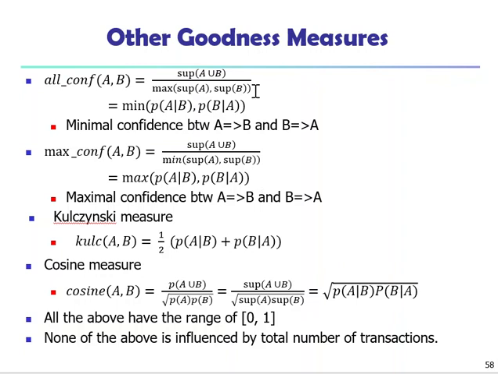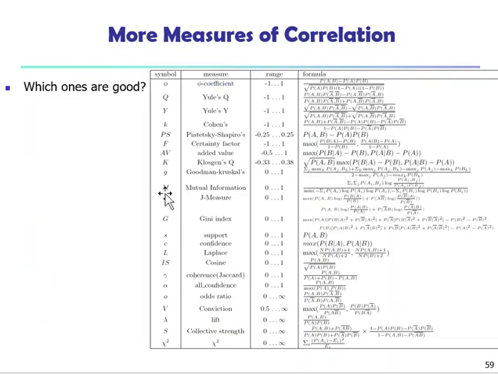Okay, so all of those four measures fall in the range of 0 and 1. And none of those measures are influenced by the total number of transactions. Soon we're going to see why this is a good characteristic for a measurement to have for association rule mining. Beyond these four, there are even more measurements that have been proposed. So now the question is, which one is good and why are there so many?